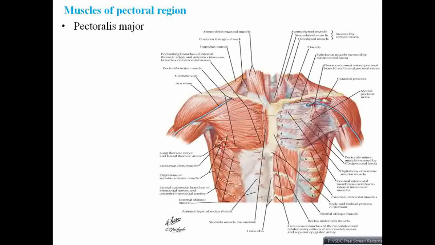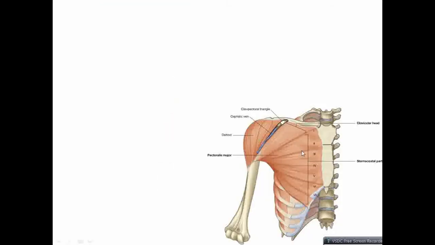which consists of muscles like pectoralis major, below that pectoralis minor. Subclavius is a small muscle which is seen just below the clavicle. Pectoralis major muscle can be seen.